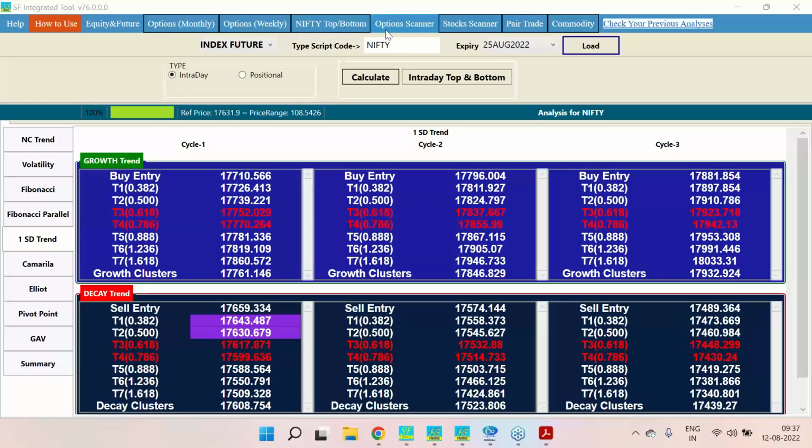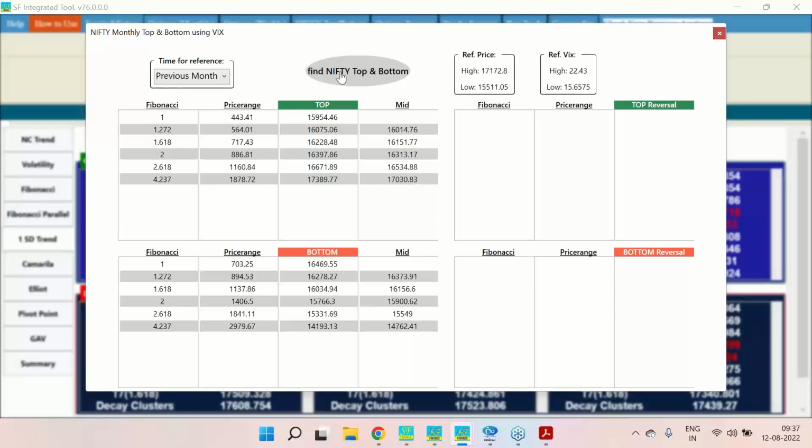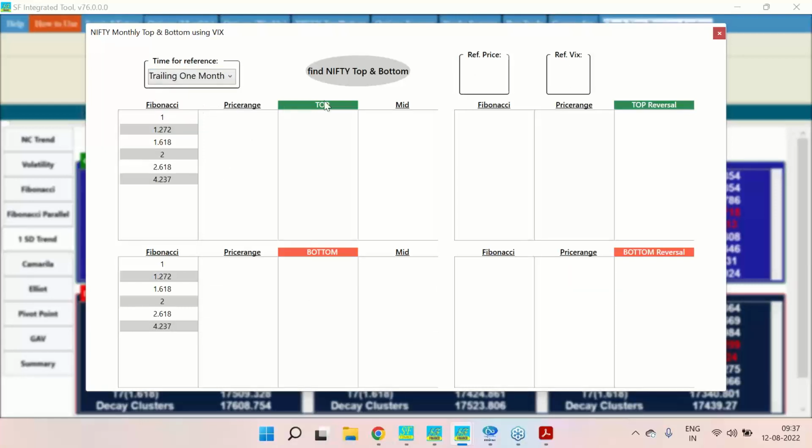Now he will also talk about the monthly top and bottom we have discussed. This is the tool for the Nifty monthly top and bottom using the VIX. VIX is nothing but the volatility index of the Nifty option prices. Now we can see the time reference for the previous month. We have already achieved this high target top. We are going to see a trailing 1 month, which means the calendar dates of the previous 30 days.